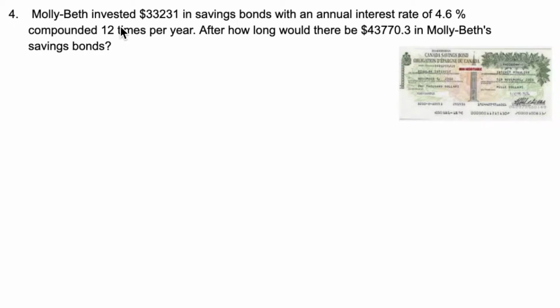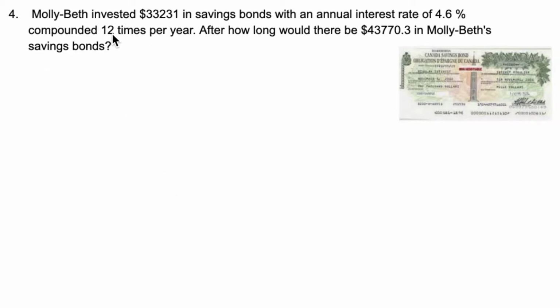Question number 4. Molly Beth invested $33,231 in savings bonds with an annual interest rate of 4.6% compounded 12 times per year. After how long would there be $43,770.30 in Molly Beth savings bonds?